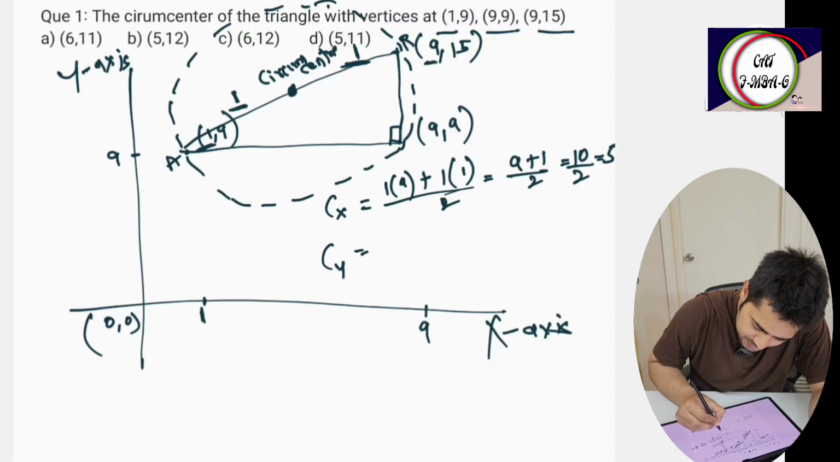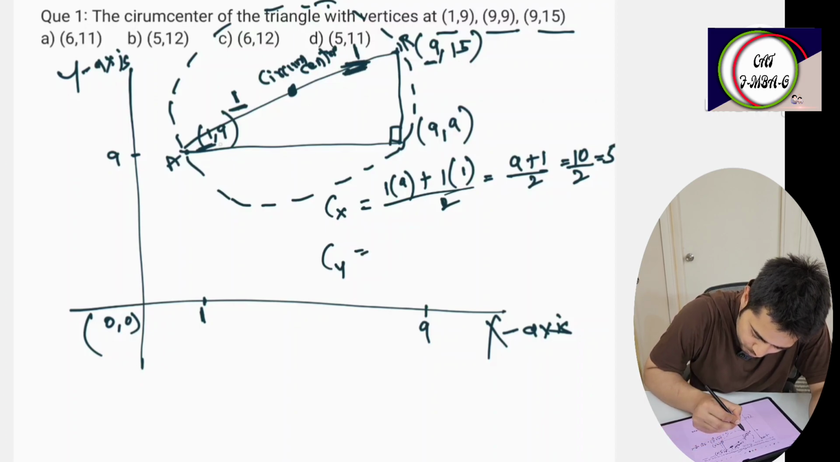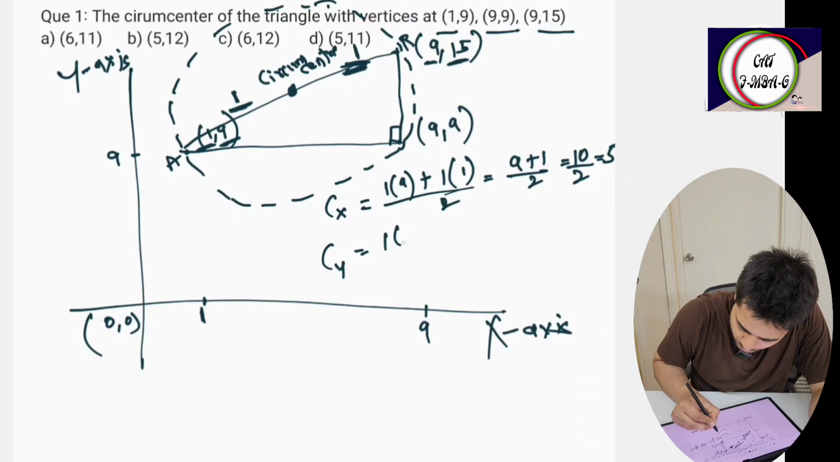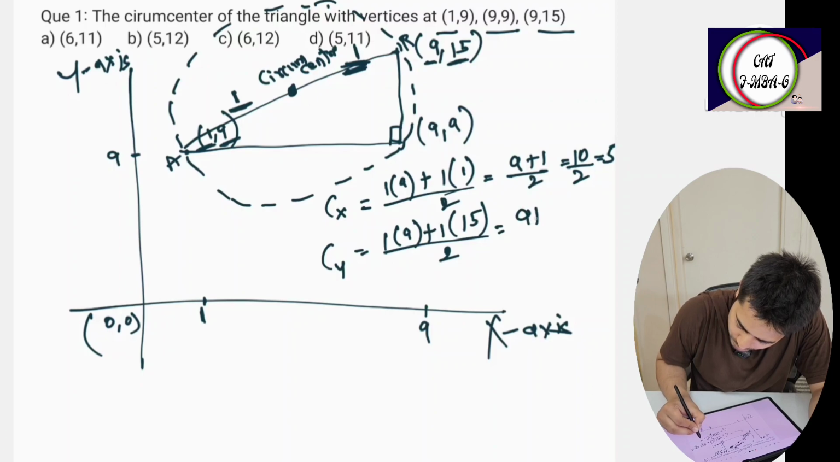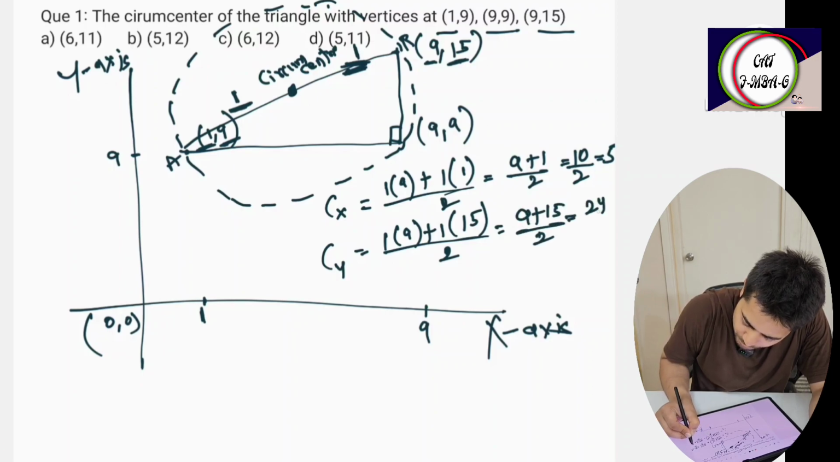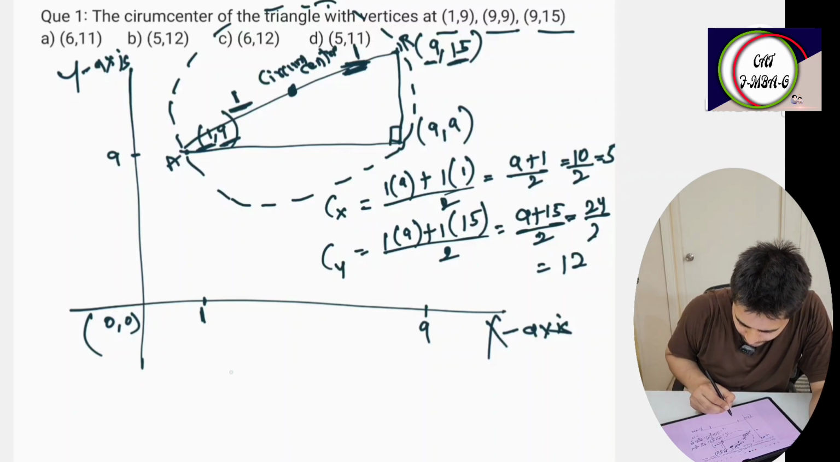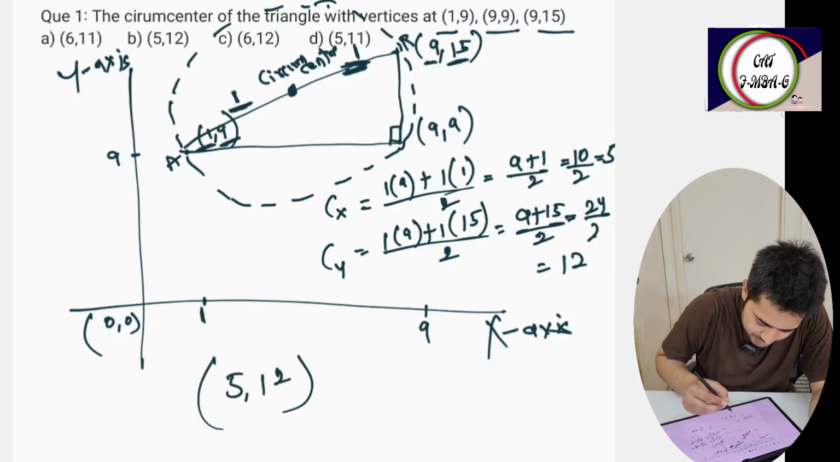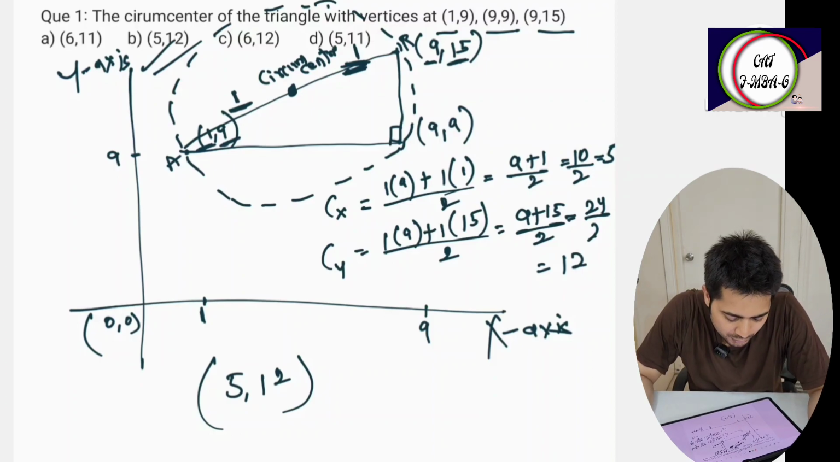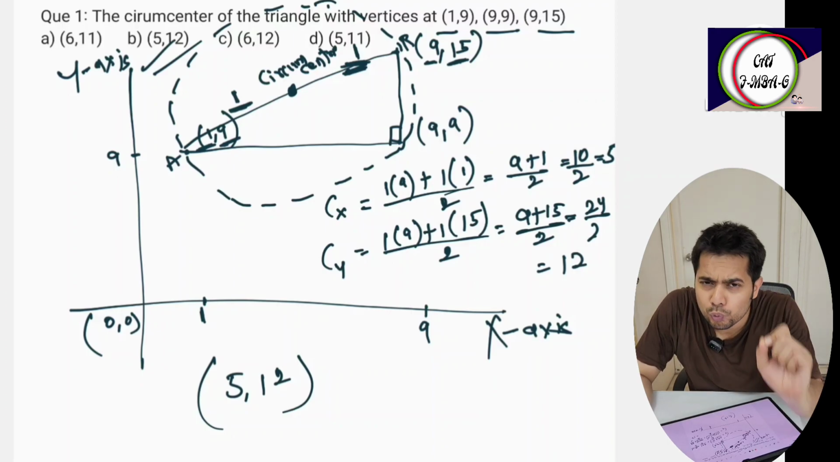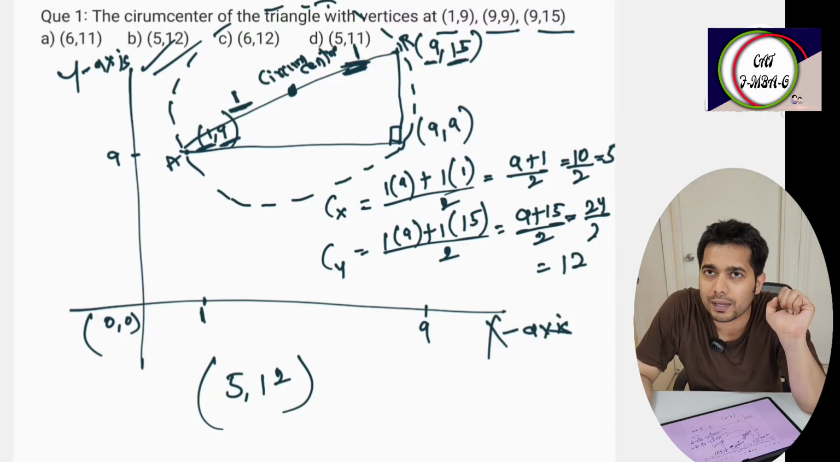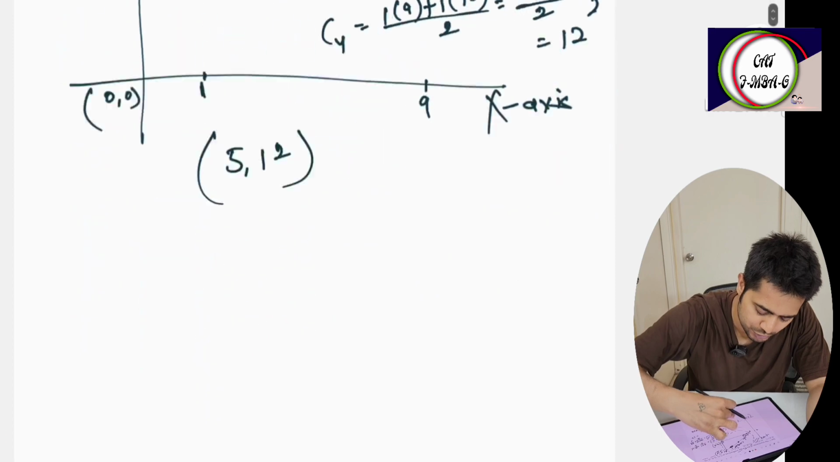And Cy will be (1 into 9 plus 1 into 15) divided by 2, which is (9 plus 15) divided by 2, equal to 24 by 2, equal to 12. So the coordinates will be (5, 12). Yes, option B is the right answer. This is how you find the circumcenter of a given right angle triangle. These kinds of questions frequently come in CAT, XAT, and as far as I know in NMAT also. So let's move ahead to the next question.